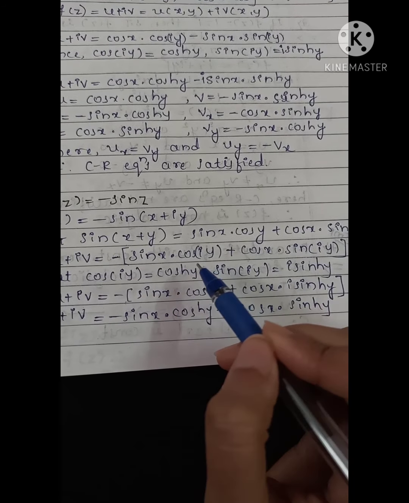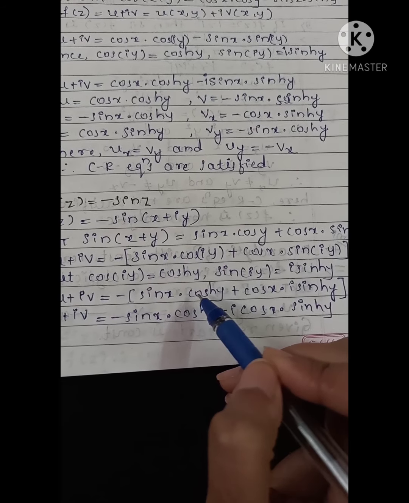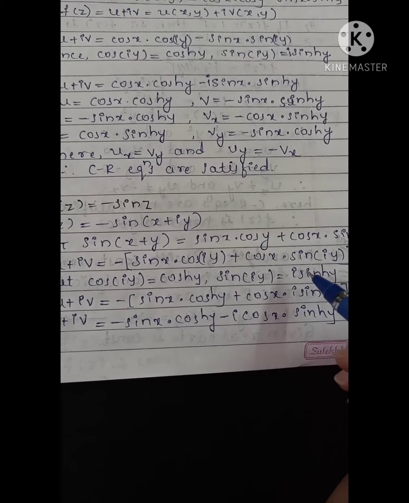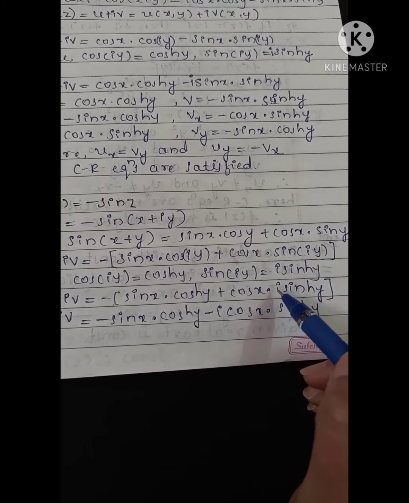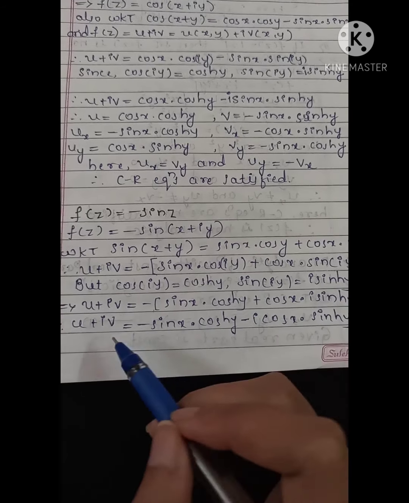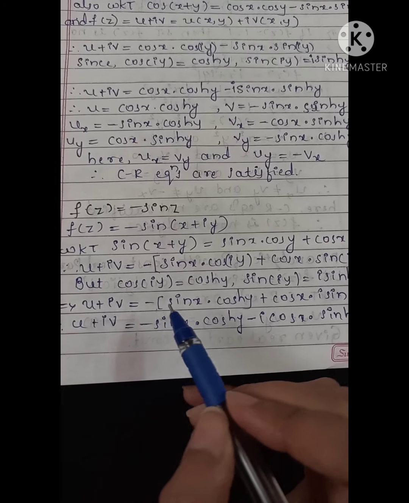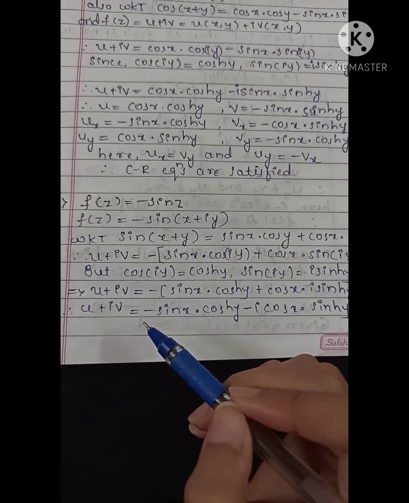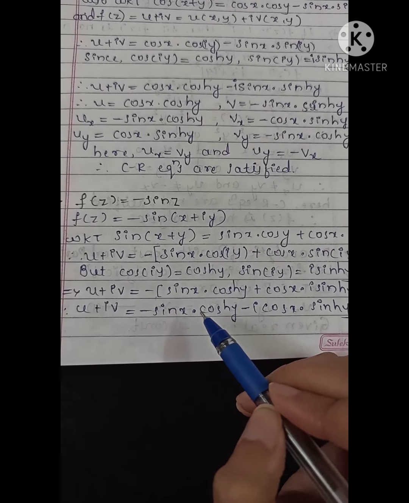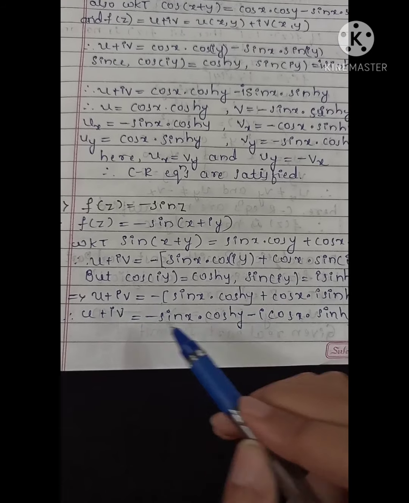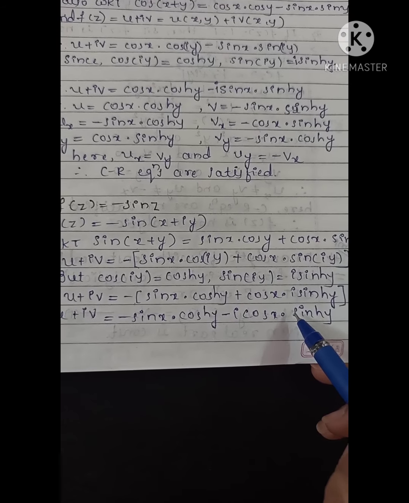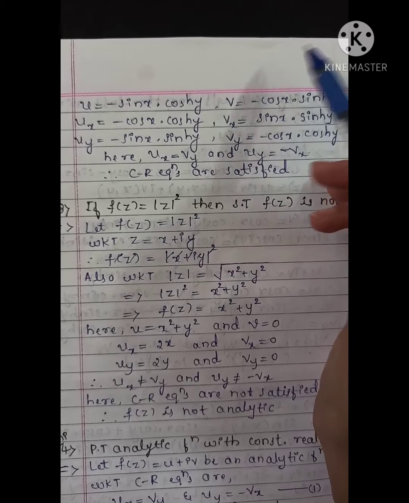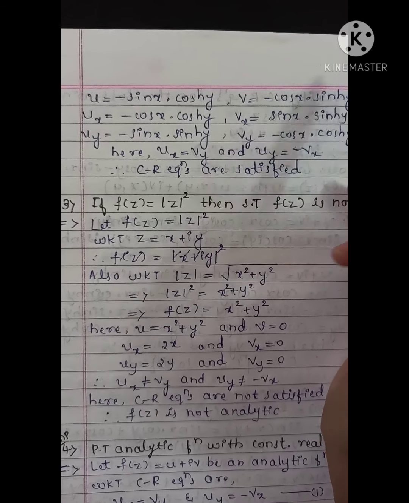Therefore u plus iv is equal to minus, sin x as it is, cos iy is equal to cos hyperbolic y, plus cos x as it is, sin iy is equal to i times sin hyperbolic y. Therefore multiply the minus sign inside the bracket. Here the real part is minus sin x into cos hyperbolic y, and the imaginary part is minus cos x into sin hyperbolic y. Now we have to differentiate u and v partially with respect to x and y.